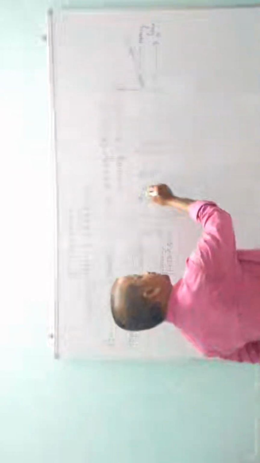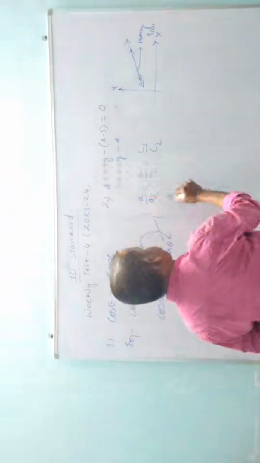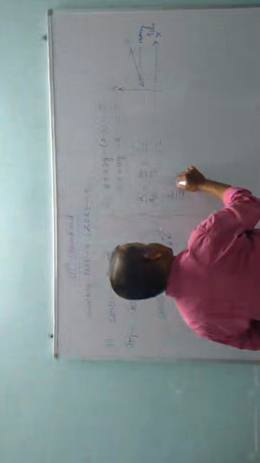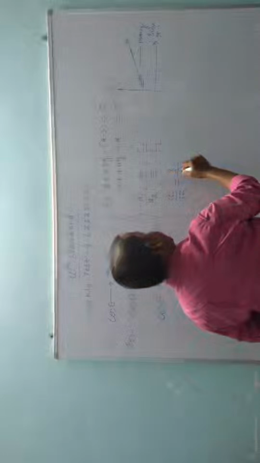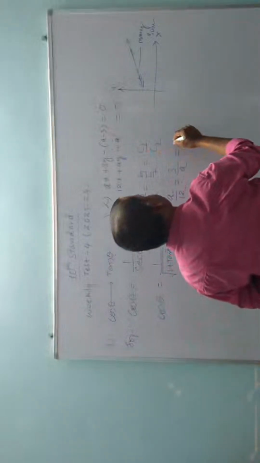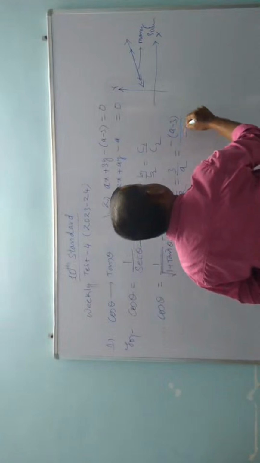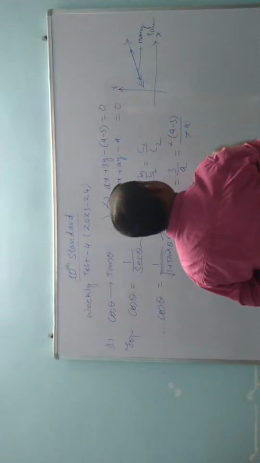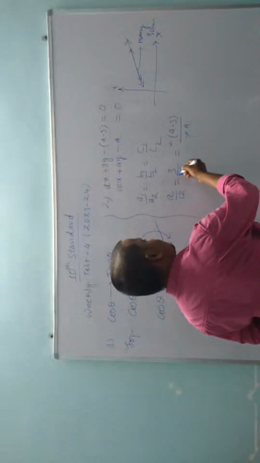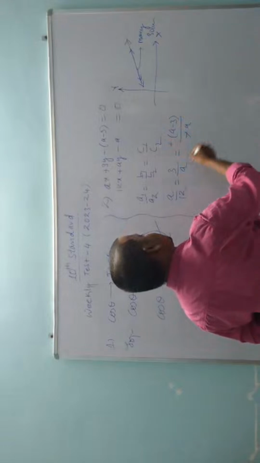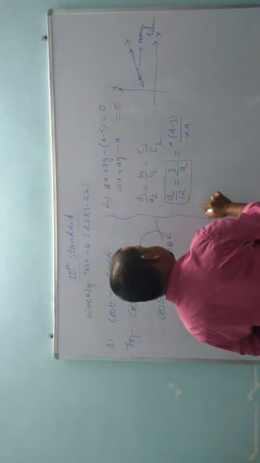Then let us substitute these values. Here A1 by A2 is nothing but a by 12, is equal to B1 by B2, 3 by a, is equal to C1 by C2, minus of (a minus 3) by minus a. We can cancel the minus signs, and so we can consider these two terms. So let us consider these two terms.